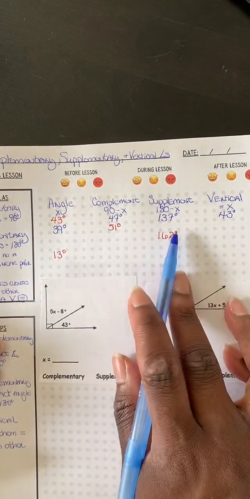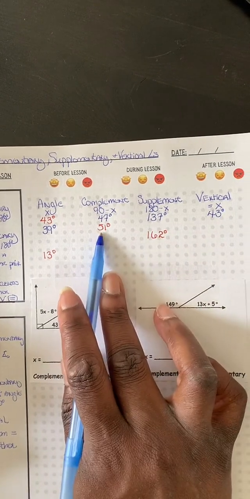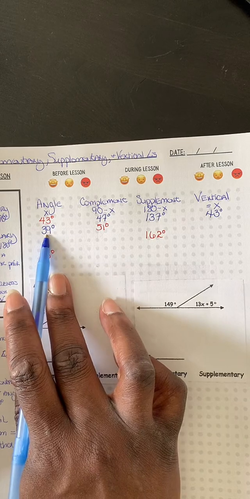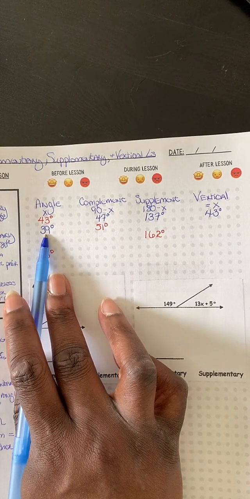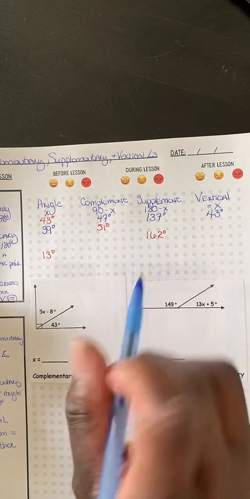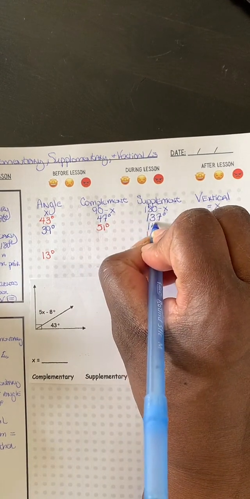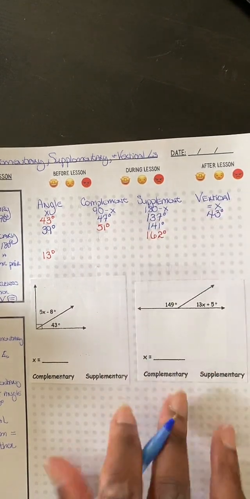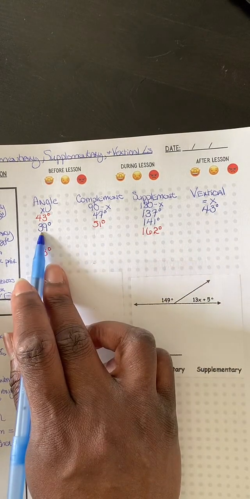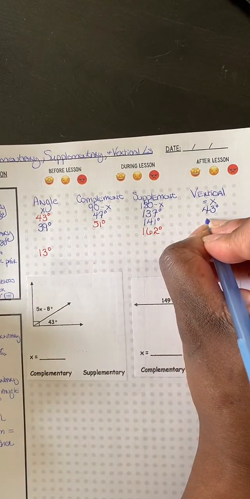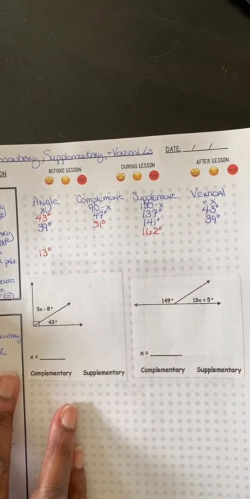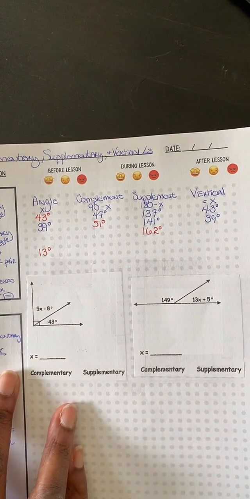Now that I know this is 39, I'm not going to use the 51 to find the supplement. I'm going to use the angle that we found, which is 39. I'm going to do 180 minus the 39 to find its supplement, which is 141. And then the vertical angle is exactly the same as the angle that's being seen, which gives me 39 degrees. Okay, good.